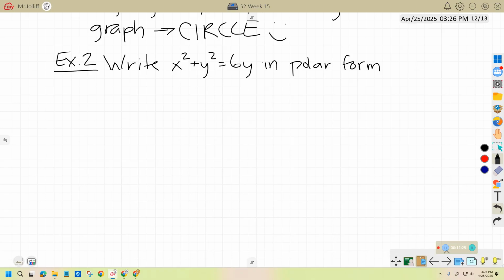We have the equation x squared plus y squared equals 6y. We want to write it in polar form. So I'm lazy as a mathematician. If I can avoid doing complicated math, I'm going to. I'm going to scroll up to our last example because the left side of that equation looks familiar. We just dealt with x squared plus y squared.